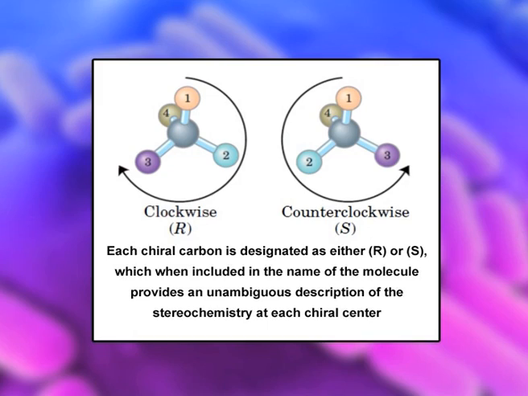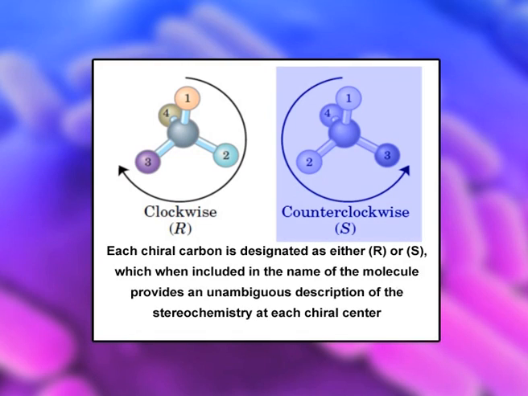Now, the chiral center is viewed with the group of lowest priority, that is 4, pointing away from the viewer, like shown here. Now, if the priority of the remaining three groups, that is 1, 2 and 3, decreases in a clockwise order, like shown here, it will be called R configuration, where R comes from the Latin term rectus, meaning right. And if it is in the counterclockwise manner, then the configuration will be called S, from the Latin sinister, meaning left.